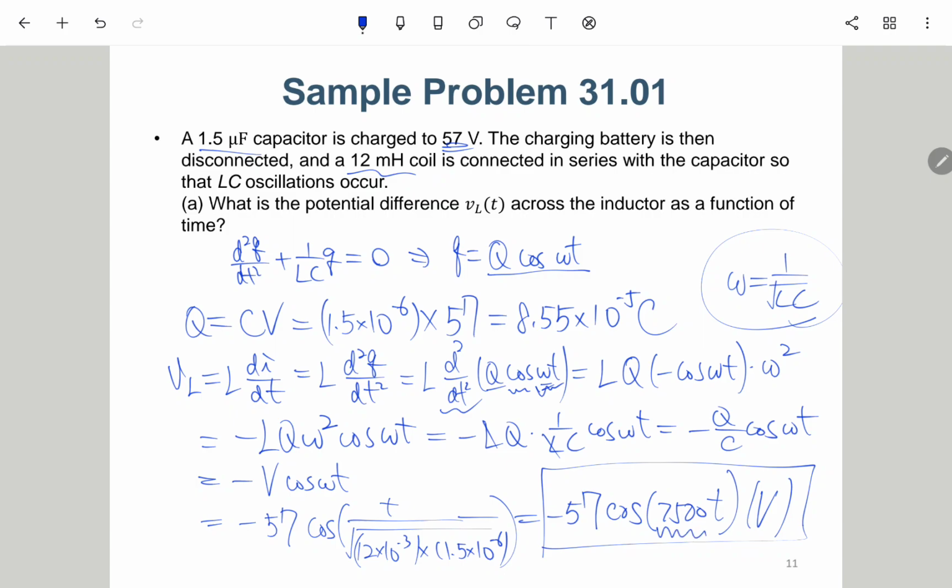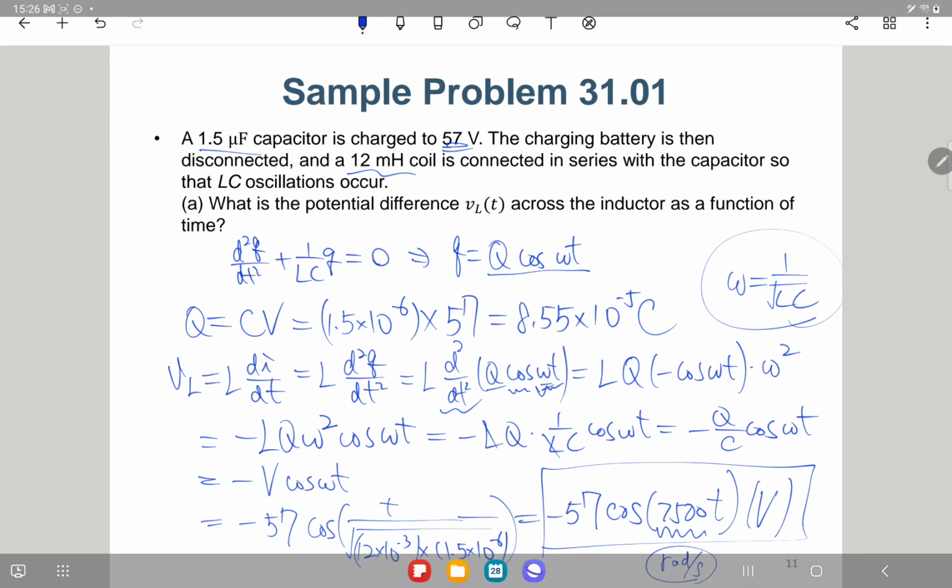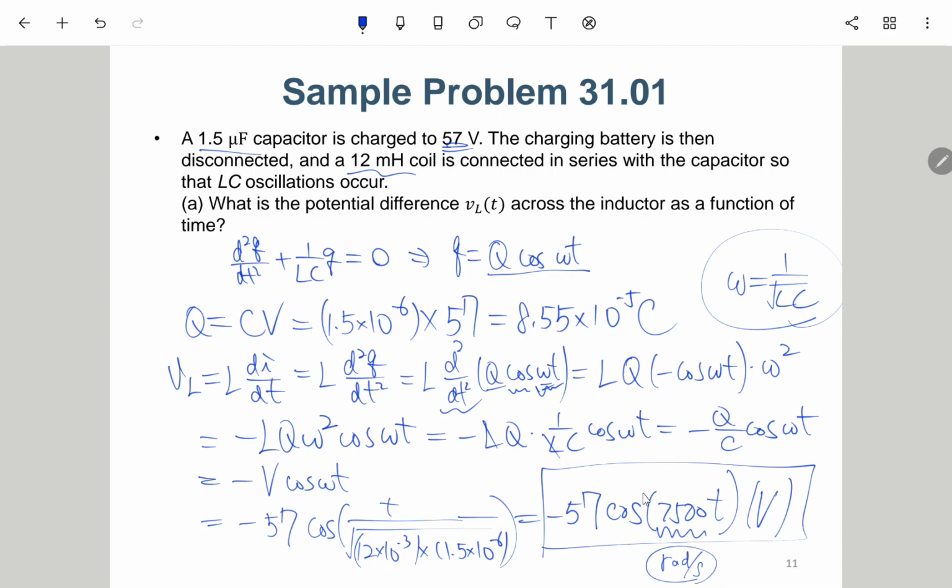Actually, this 7,500 should have an SI unit of radian per second, and then multiplied by the second, this is actually a radian. Cosine can take a radian. So this is the voltage, the potential difference across the inductor.